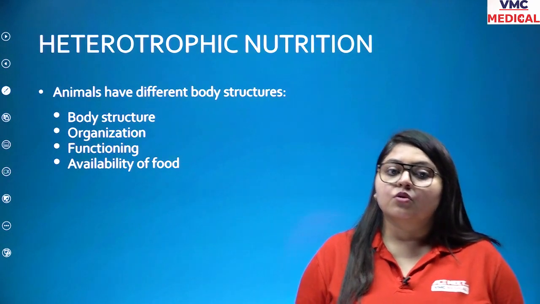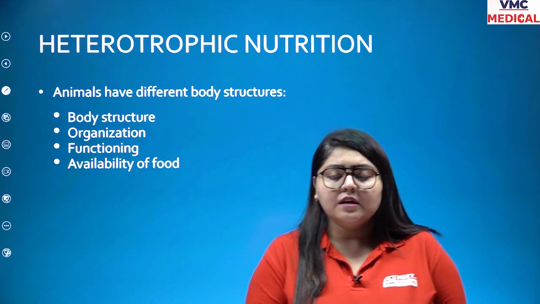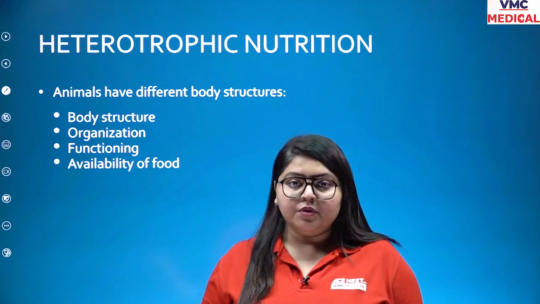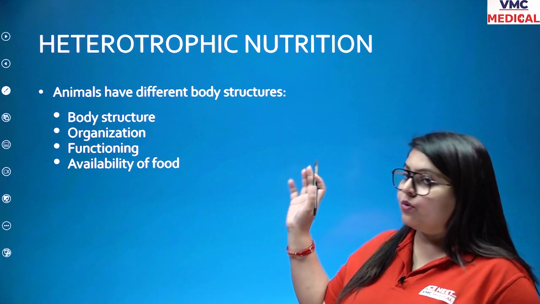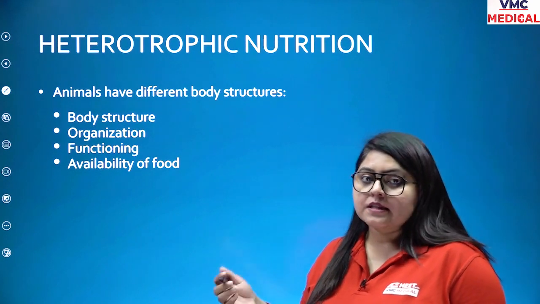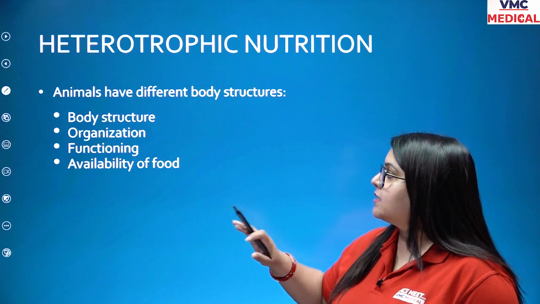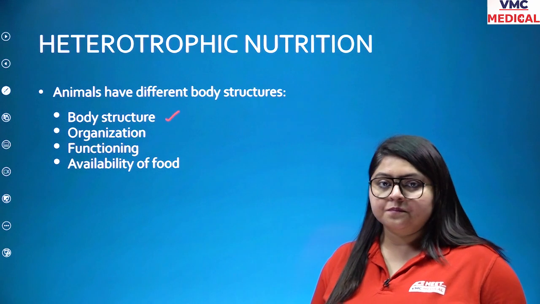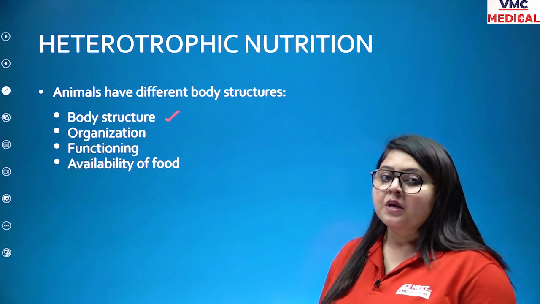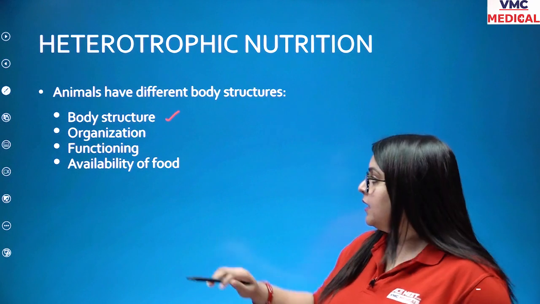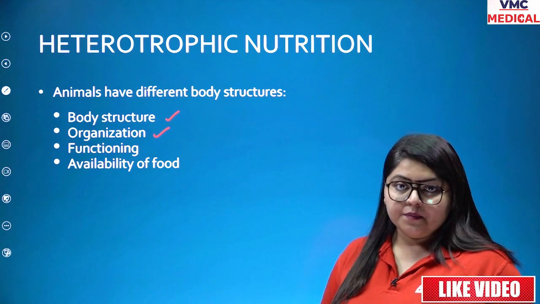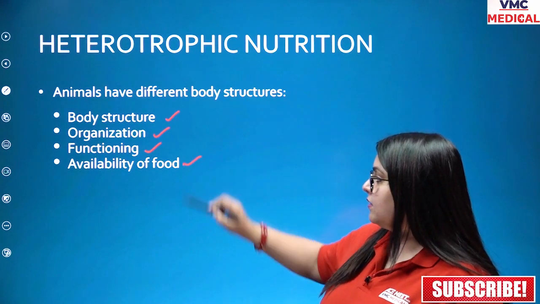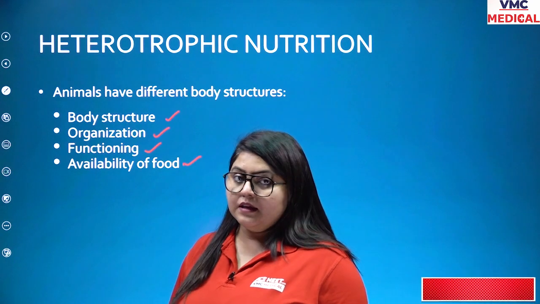Talking about the heterotrophic mode of nutrition. Now, these animals, these are heterotrophs, basically depend on other organisms for their food, right? So, they don't make their own food, but they depend on other organisms for their food. In this whole situation, there can be three parts, right? The body structures will be different. Each heterotrophic organism will have a different body structure. Organization can be different, right? Their functioning can be different. And then availability of food can also make the difference.